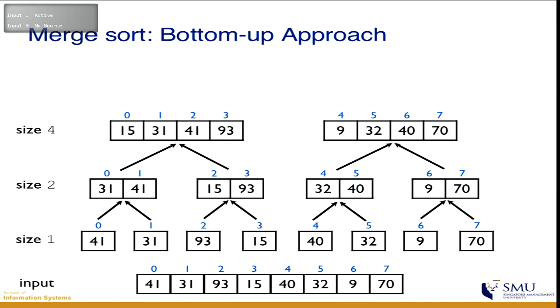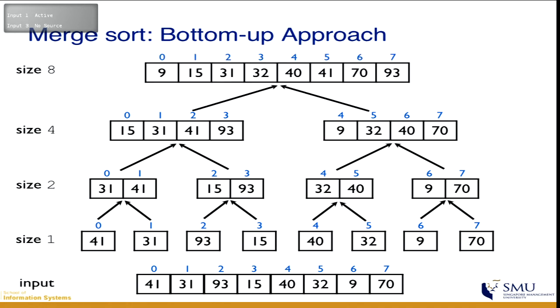Now the final step is that we're going to go from size 4 to size 8. So we are just going to do the same process all over again. 9 to 15, 9 goes up. 15 to 32, 15 goes up. 31 to 32, 31 goes up. 32 to 41, 32 goes up. 40 to 41, 40 goes up. 41 to 70, 41 goes up. 70 to 93, 70 goes up, and finally 93. So how many comparisons do we need to merge two arrays of size 4 into one array of size 8?